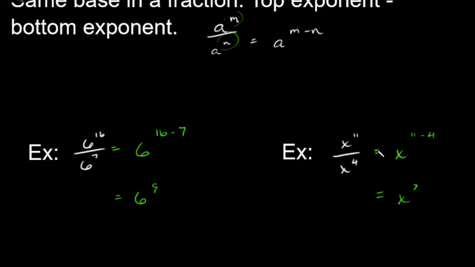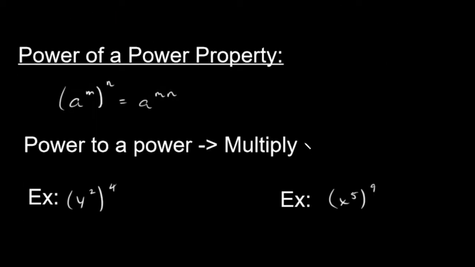All right, so let's move on. Let's see what happens when you take a base that has an exponent and raise that to another exponent. Well, what happens is the property is telling us that what you end up doing is multiplying.